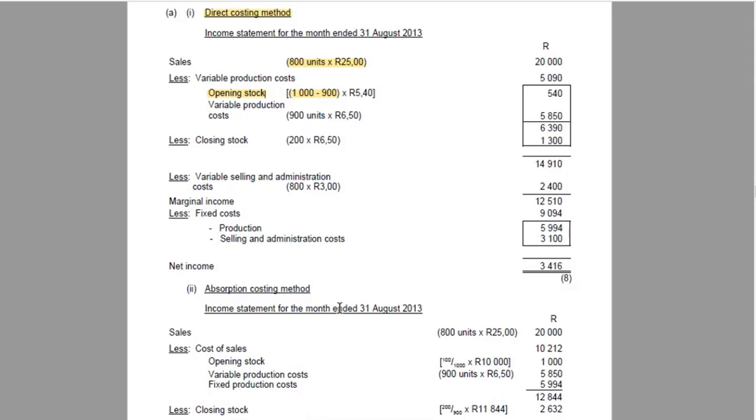This is where you guys speak. Did you, or was it fine? If it's fine, just say you're good. Did you guys struggle with this portion, the opening stock part? Yes, ma'am. I had a problem with that.